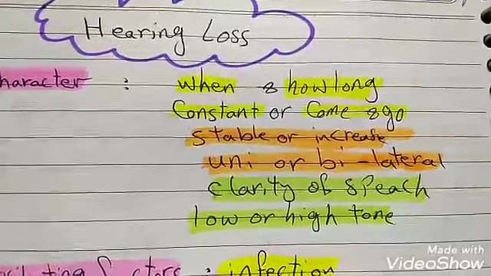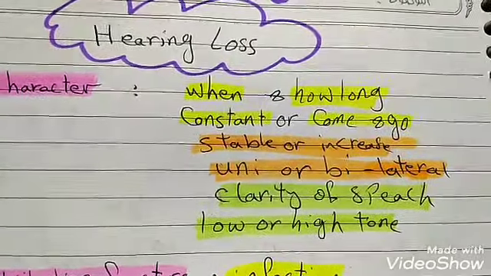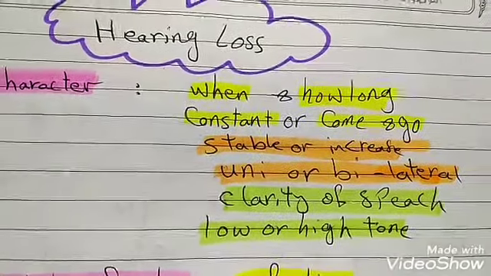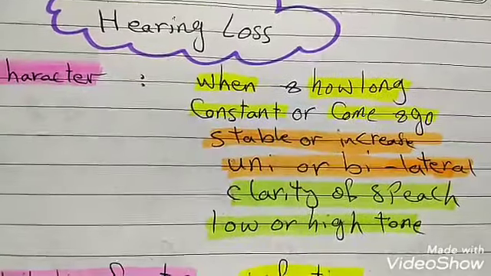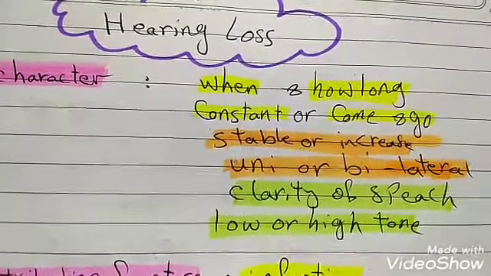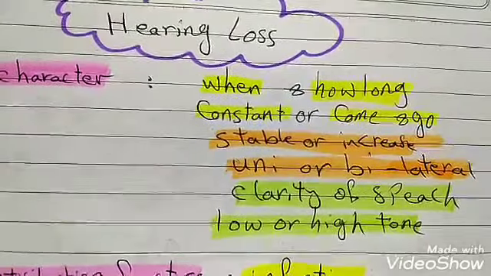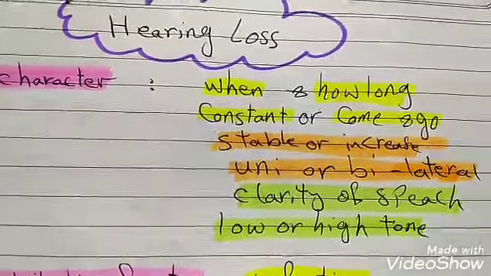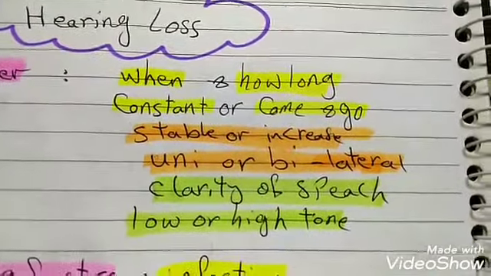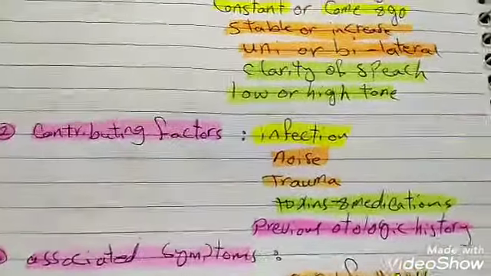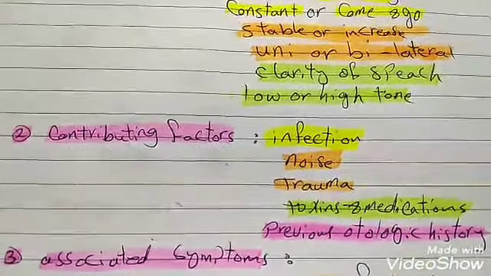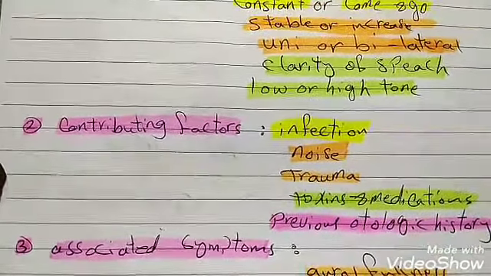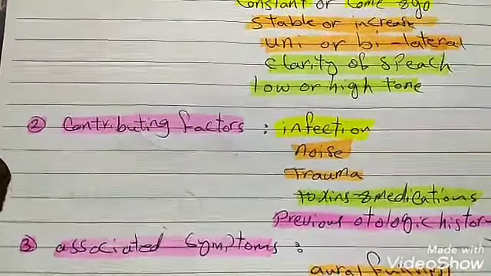So we will ask when and how long he noticed to have hearing loss. Is it constant or come and go? Is it the same since it started or increasing with time, in both ears or in one ear? Also, if he noticed to have hearing loss for the low voices or high voices, loud voices.